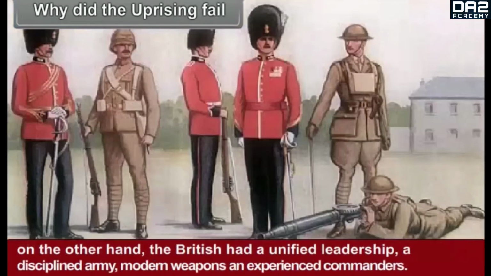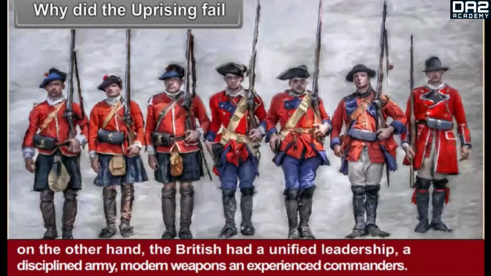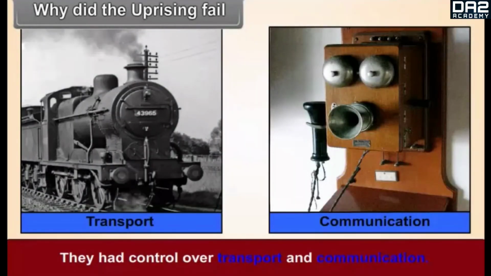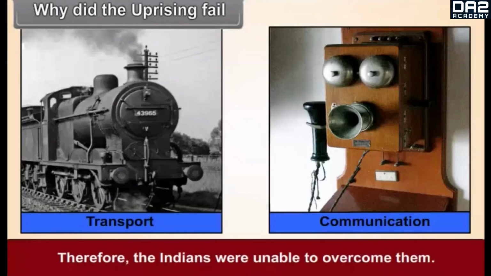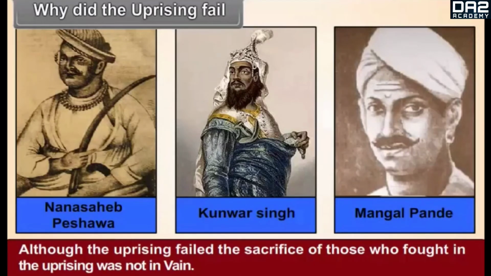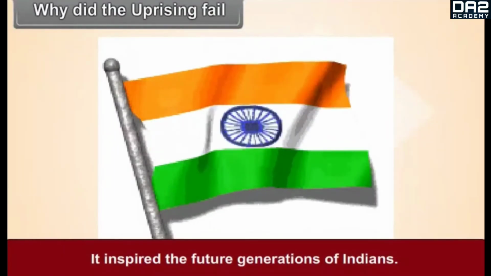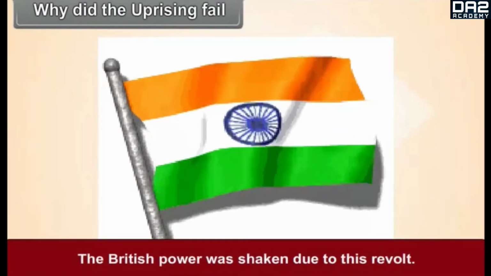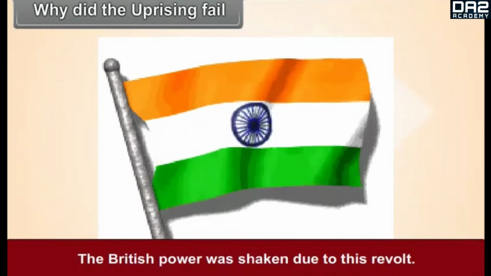On the other hand, the British had a unified leadership, a disciplined army, modern weapons and experienced commanders. They had control over transport and communication. Therefore, the Indians were unable to overcome them. Although the uprising failed, the sacrifice of those who fought in the uprising was not in vain. It inspired the future generations of Indians. The British power was shaken due to this revolt.